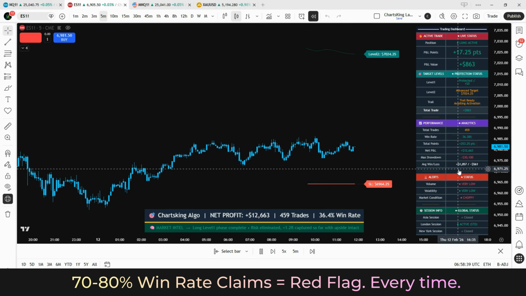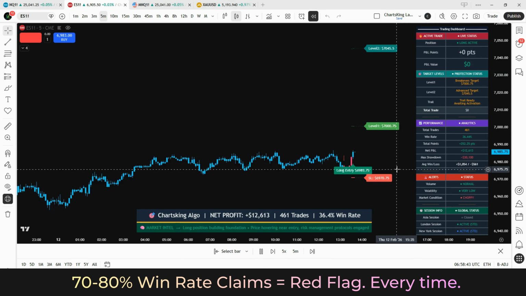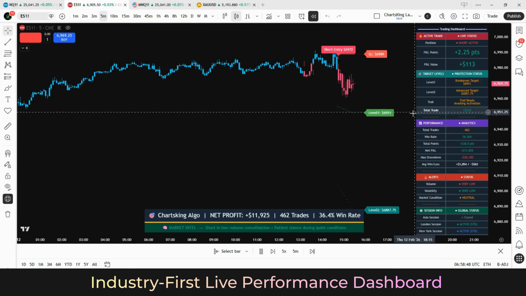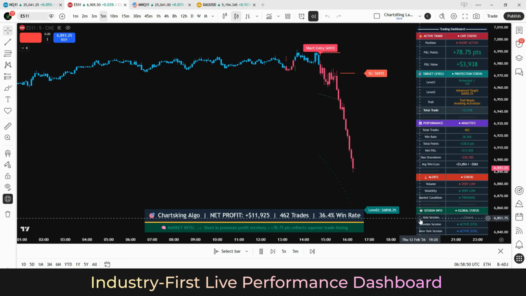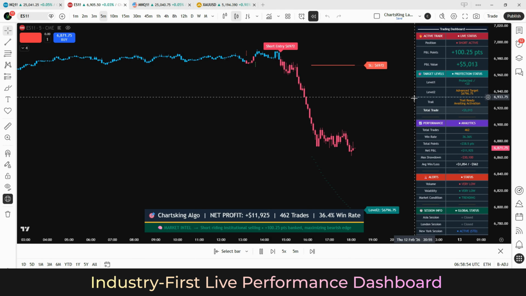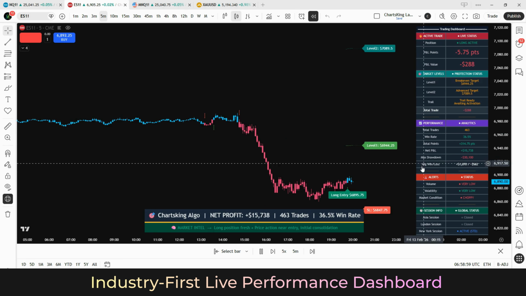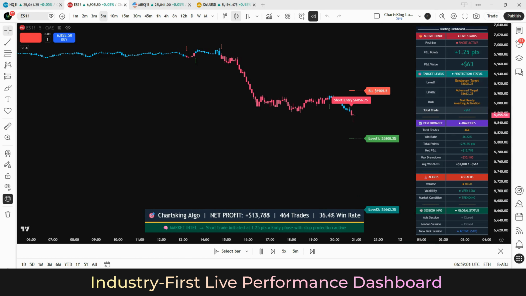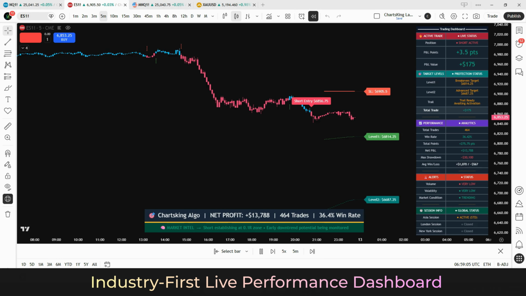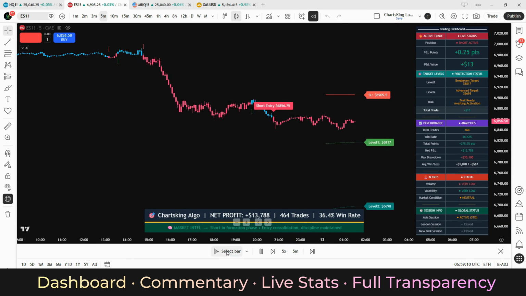We do the opposite here. We show you everything. And that's exactly why we built what we believe is an industry first. This dashboard sits right on your chart, real time live stats, win rate, average win, average loss, risk to reward, everything without leaving TradingView. No spreadsheet, no separate app. It's all right here in front of you, updated on every single trade. No other retail trader does this out of the box.